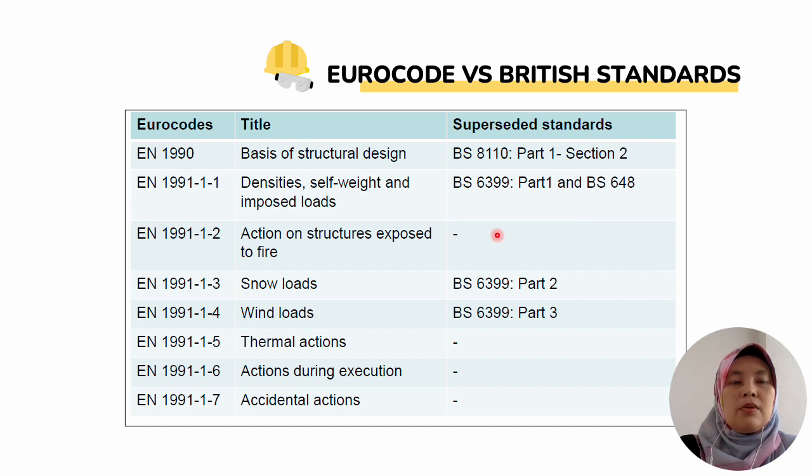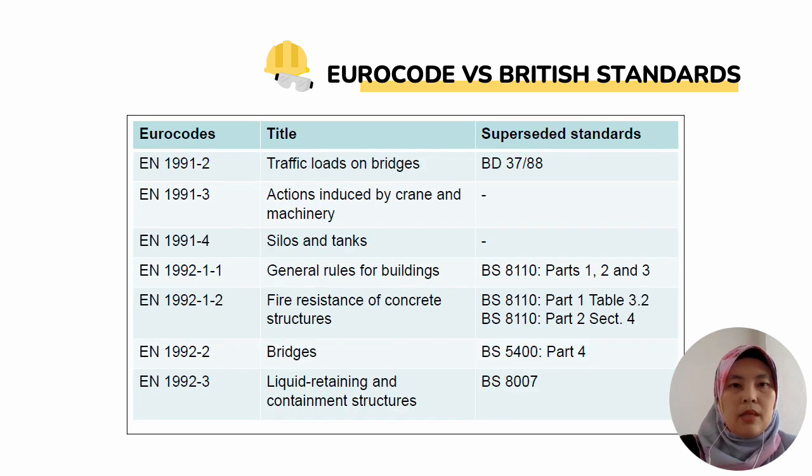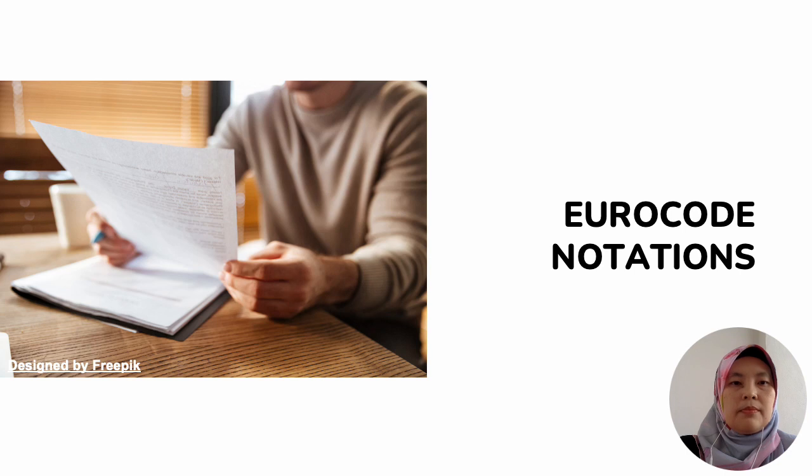These are for the comparison between the Eurocode and the British standards. Previously, we were using BS 8110, which is for the basics of structural design. Now we are replacing all the British standards codes with the BS EN. And these are other superseded standards, referring to the British standards.